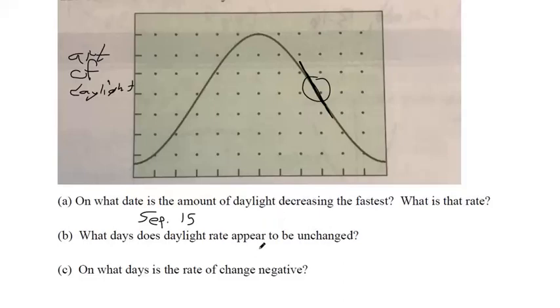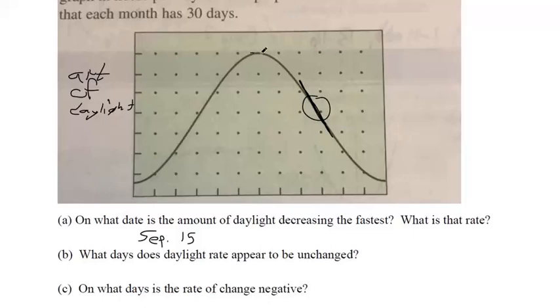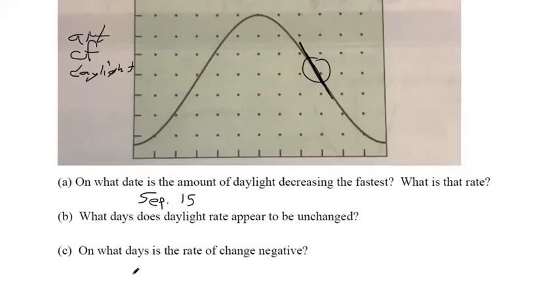What days is the daylight change negative? So anywhere after June 1st, you're losing daylight, right? So the slope is negative. Anywhere to the right of June 1st, July 1st, I should say, July 1st to December 31st, all those slopes are negative, so it looks like it's decreasing in that time period.